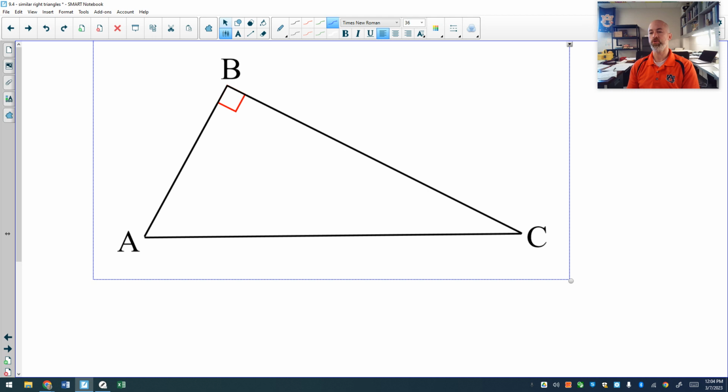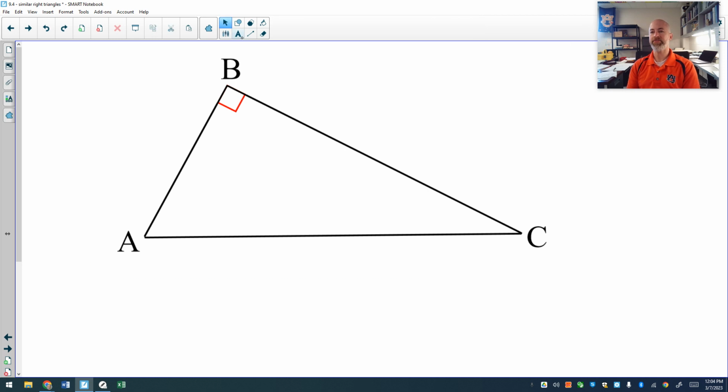So what I have here is a huge right triangle drawn. And in every right triangle, you should know that the acute angles are complementary. Whatever the measure of angle A is and the measure of angle C, they should add up to 90. Now, I don't know what they are. I don't know if A is 70 or 60 or 12.